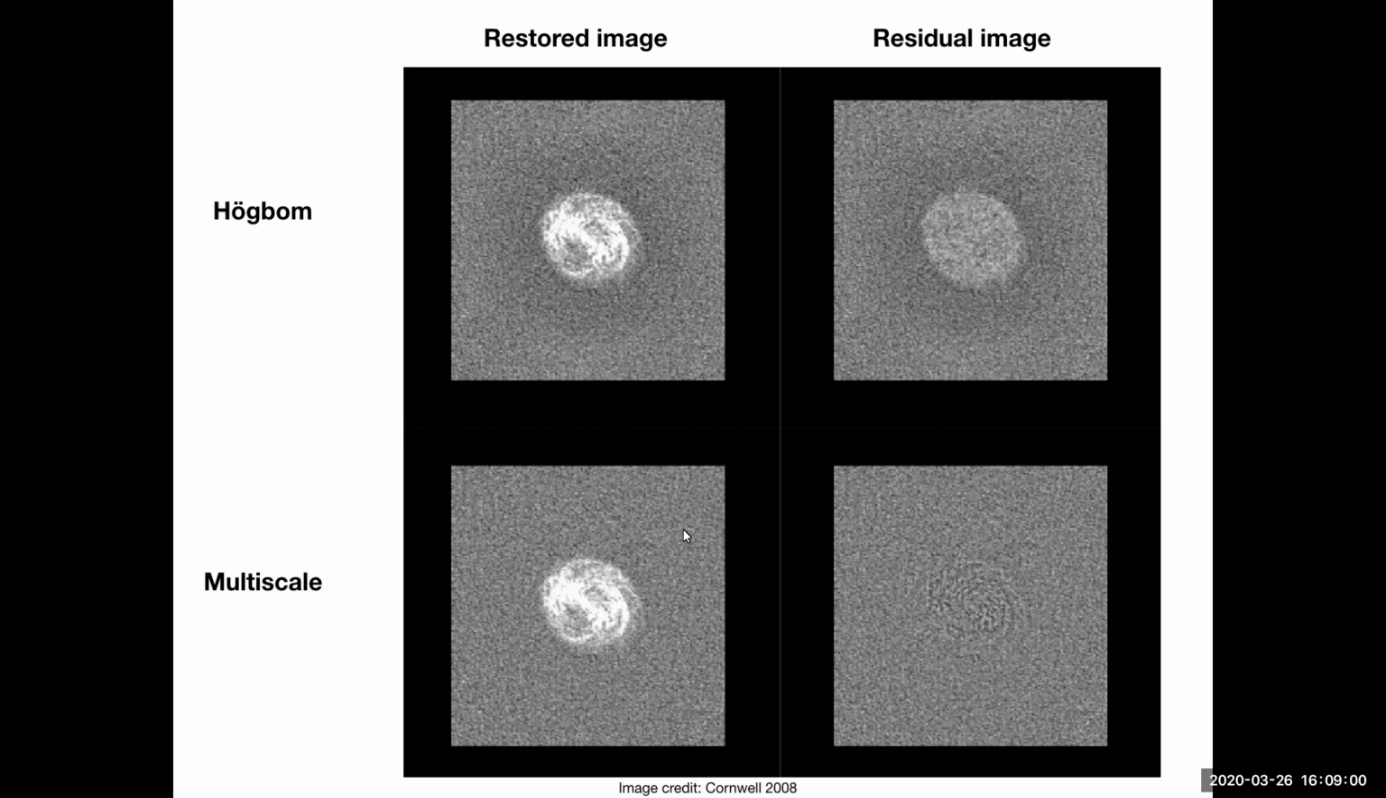And so the final image in the multiscale is a bit smoother. It correctly puts in all of this extended emission. It's not trying to build a model out of little delta functions. And so when you have something that's well resolved like this, you get a much better result.